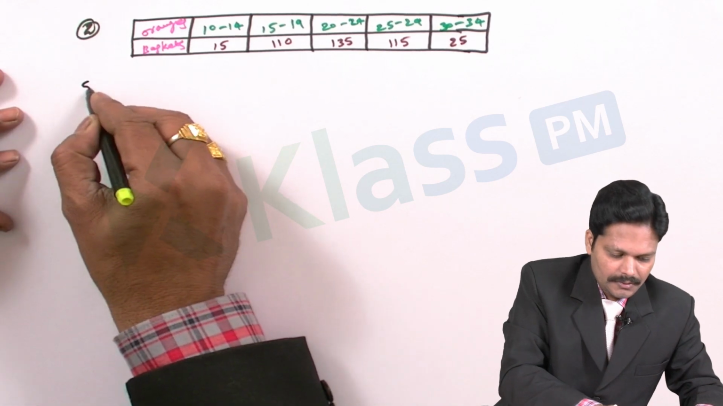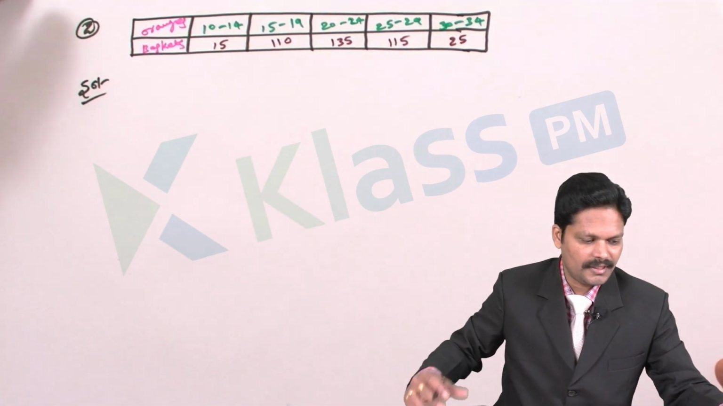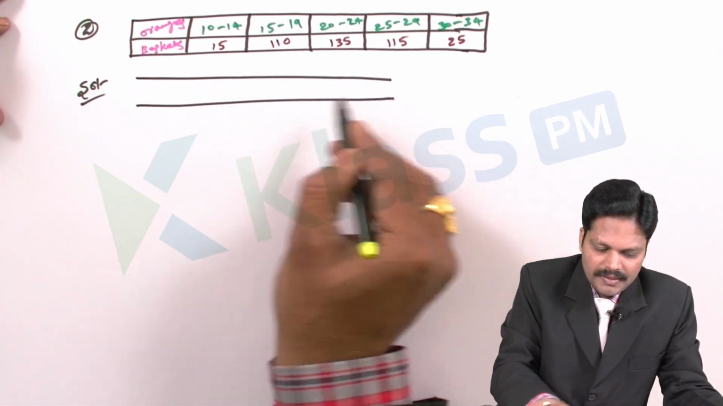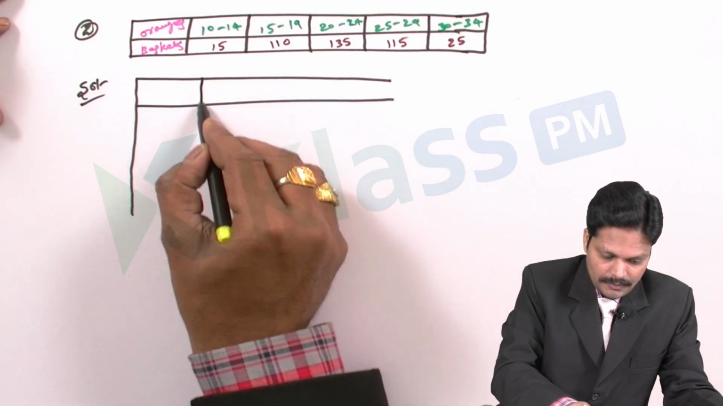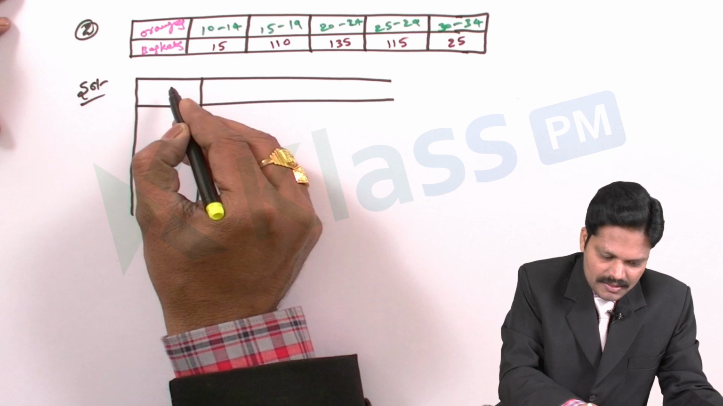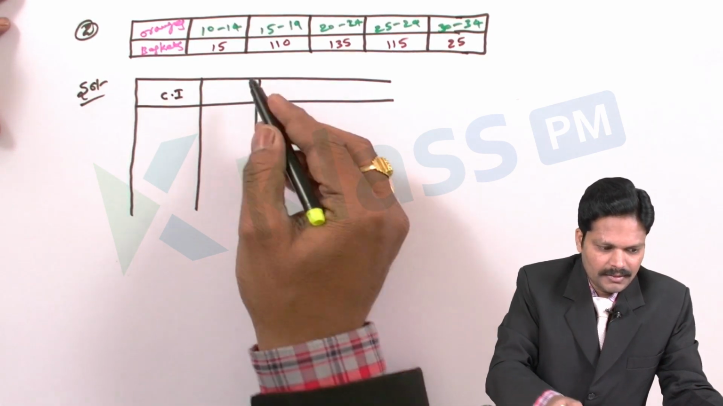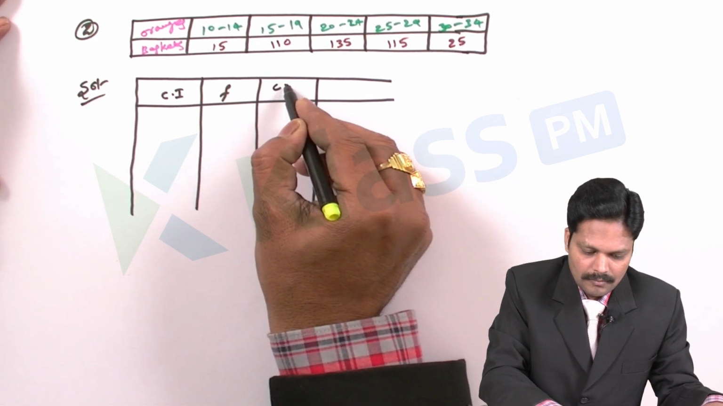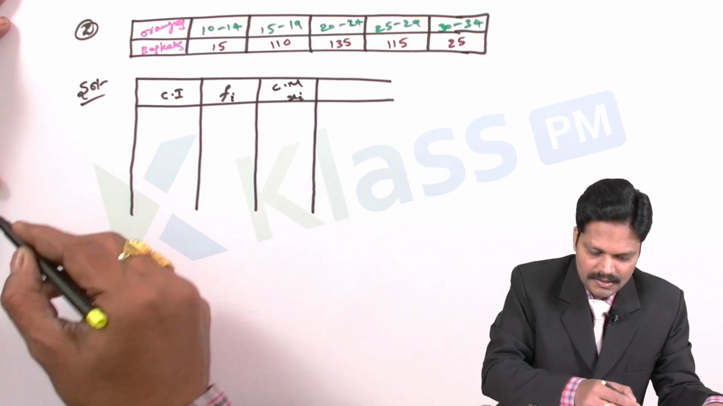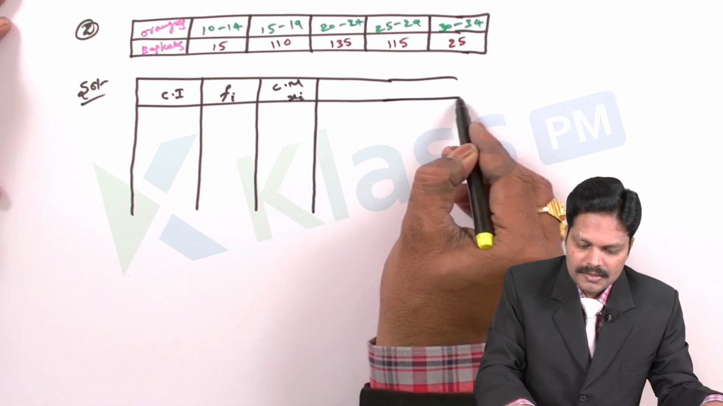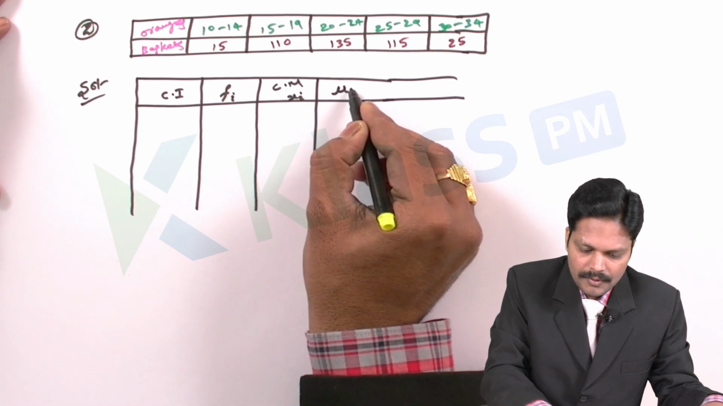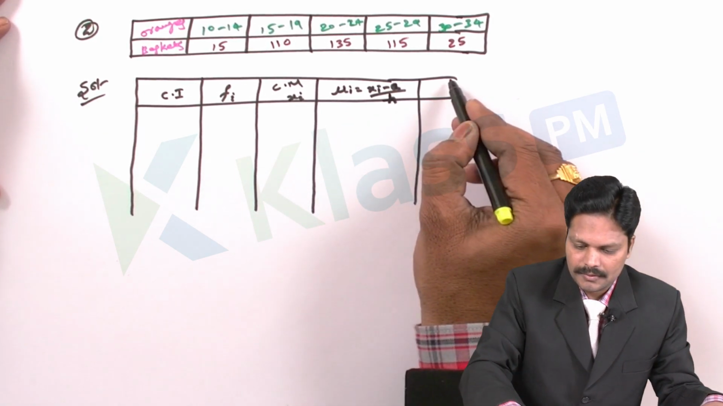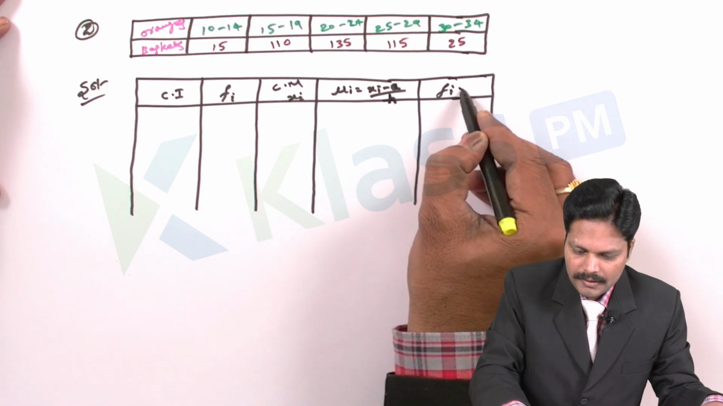By using the data we need to find the mean by the step deviation method. First we need to draw the table for our convenience to get the values. I am taking the oranges as class intervals, and the baskets as frequencies f, and we need to get the class marks xi, then we can say fi. And for the step deviation method, ui is equal to xi minus a by h. This is one of the methods we need to use, and we are taking fi into ui.